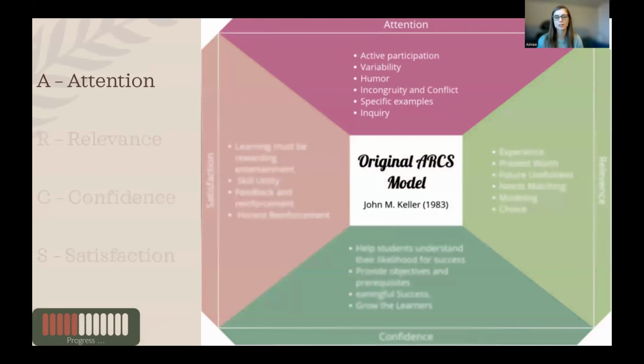So we'll start with attention. When you're designing instruction, paying attention to attention, you can use active participation to maintain attention, which will keep your learners more motivated, humor, incongruity, and the other idea is to stimulate an attitude of inquiry, and that will sustain attention as well.